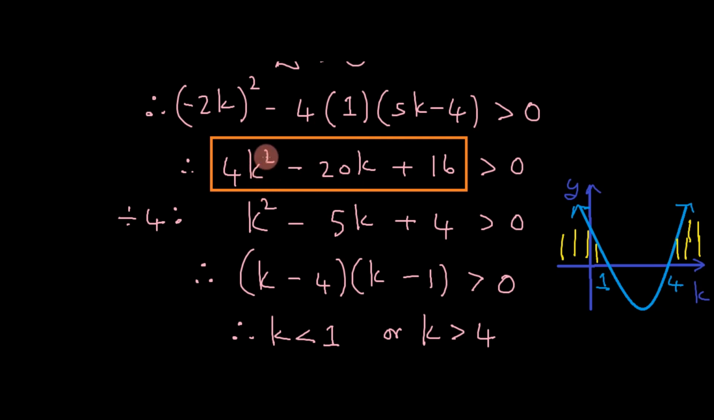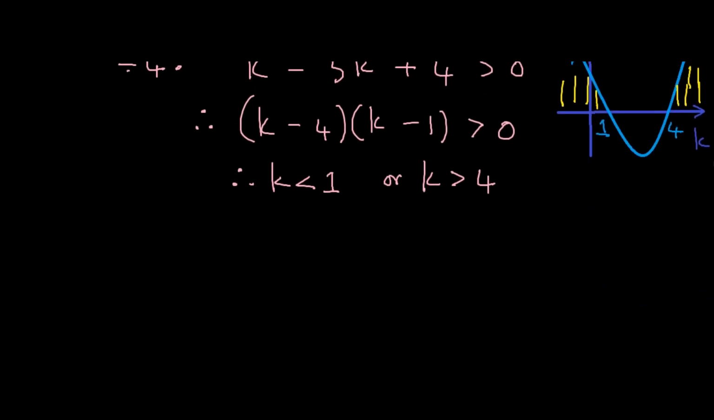So k squared will be 5 squared times 4. 25 times 4 is 100. Minus 20 times 5, which is 100. So 100 minus 100 is 0, plus 16. So we see that when we plug in k equal to 5 into this left-hand side here, into delta, then we get 16, which is a perfect square. So k is equal to 5 does work.